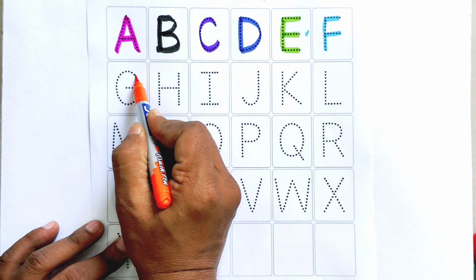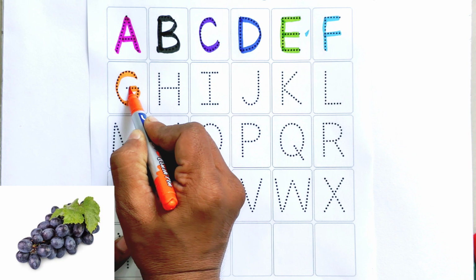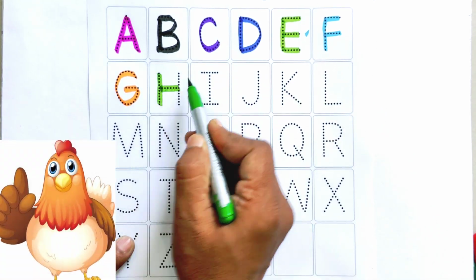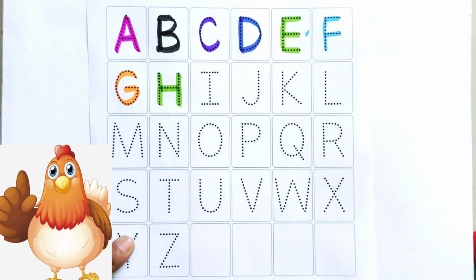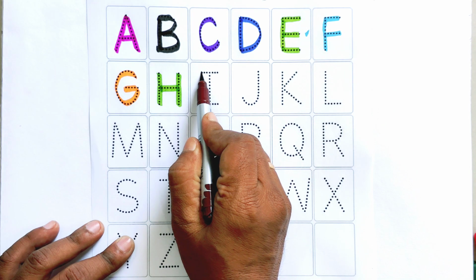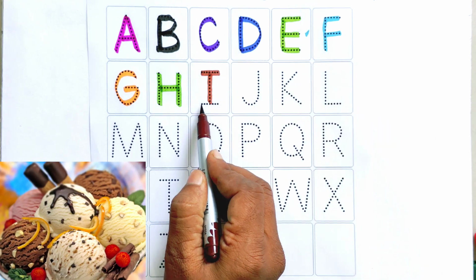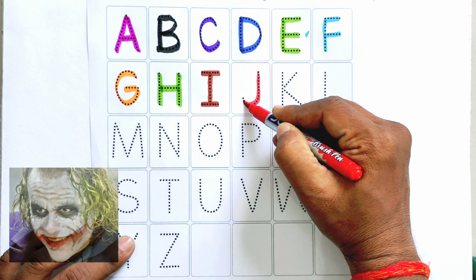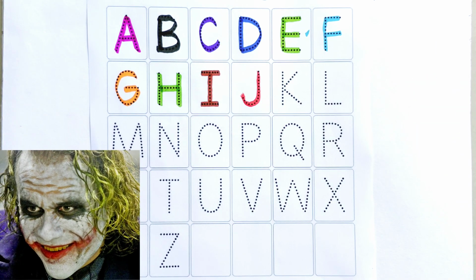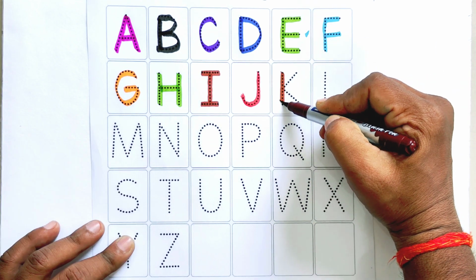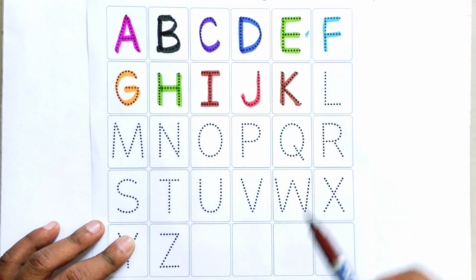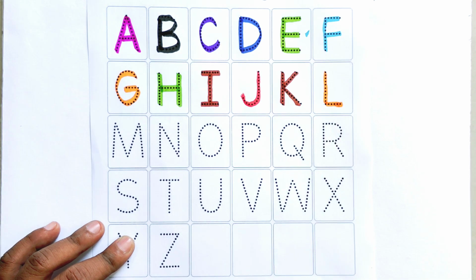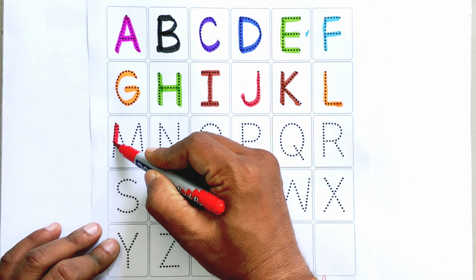G for grapes. H for hen. I for ice cream. J for joker. K for kite. L for lion. M for monkey.